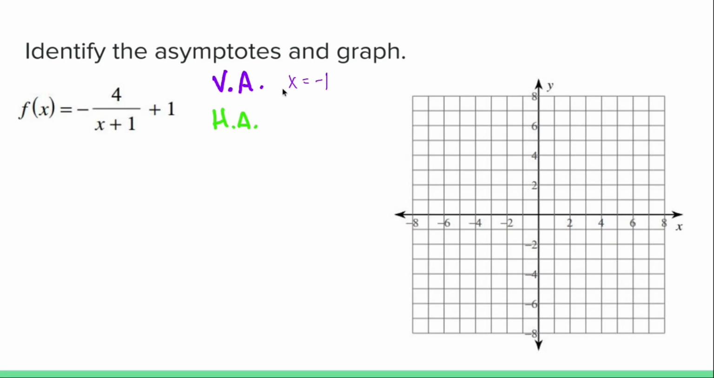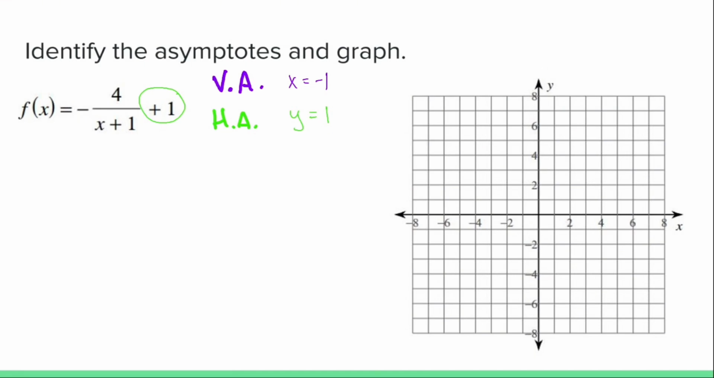So my vertical asymptote is x equals negative 1. The horizontal asymptote exists at the number that's being added to the whole thing, because that tells me the shift up or down. Whenever I have a nice looking rational function like this, it's supposed to level out at the zeros at the x-axis. But by adding 1 on the outside, that shifts everything up 1. So y equals 1 is going to be my horizontal asymptote.